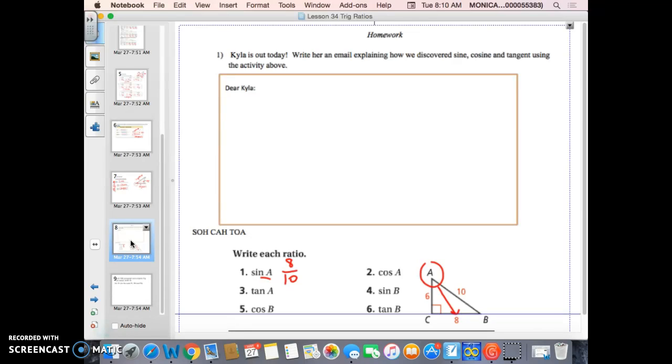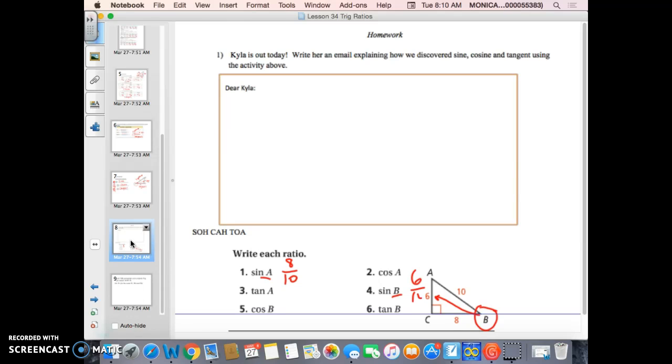Now let's look at number 4. This time the angle in question is changing. It's going to be B that I'm looking from. So if I start from angle B, and the sine of B, now my opposite side is 6. My hypotenuse stays 10. So please note, this indicates what angle you're looking from.